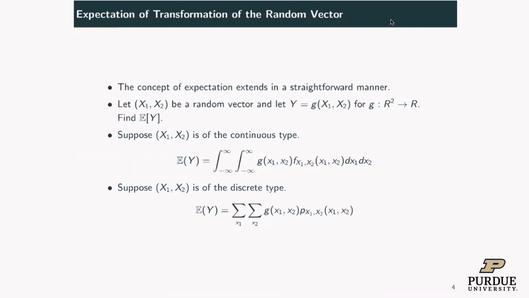If x1 and x2 are of continuous type, the expected value of y can be written in this form, where this is the joint PDF of x1 and x2, and g is this transformation. Similarly, if x1 and x2 are discrete random variables, you can calculate the expected value of y in this form. You have a double sum, and this is the joint PMF. So this is how we calculate the expected value of y.